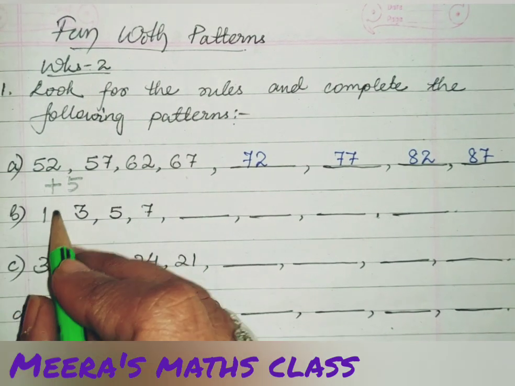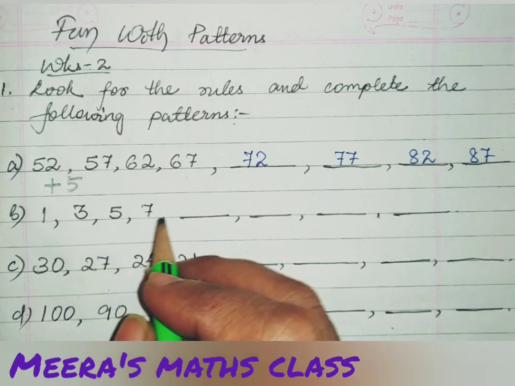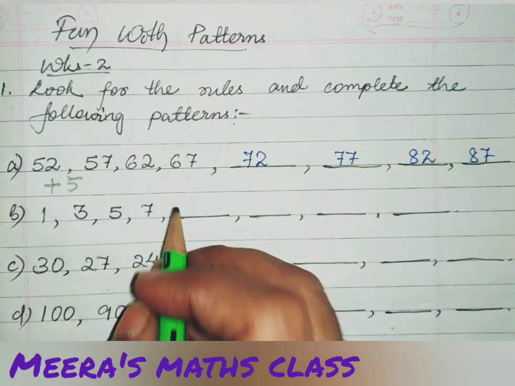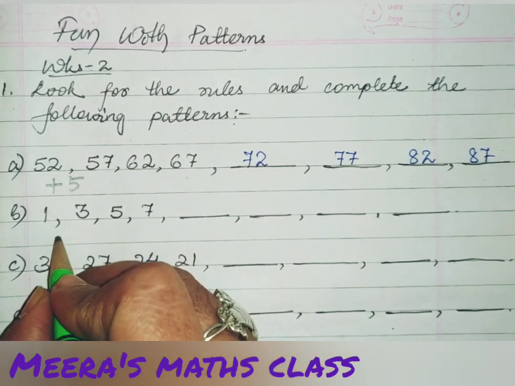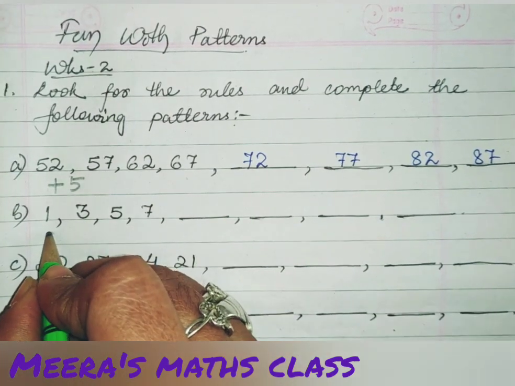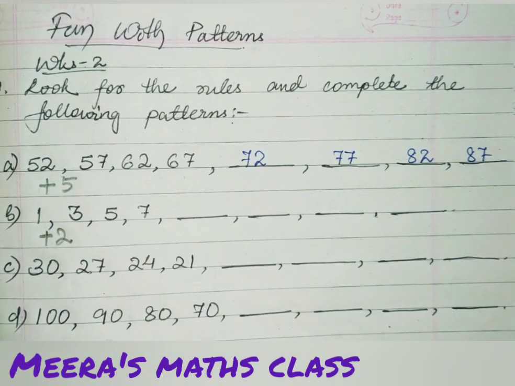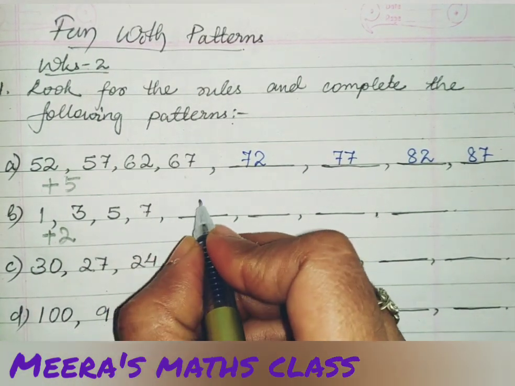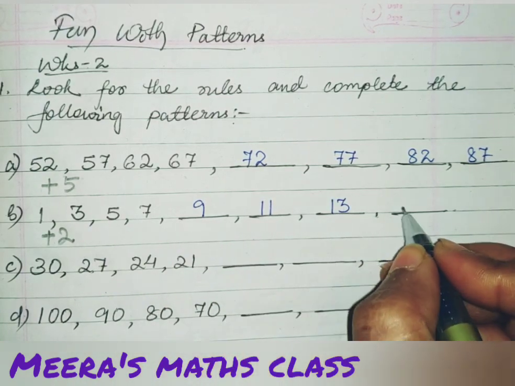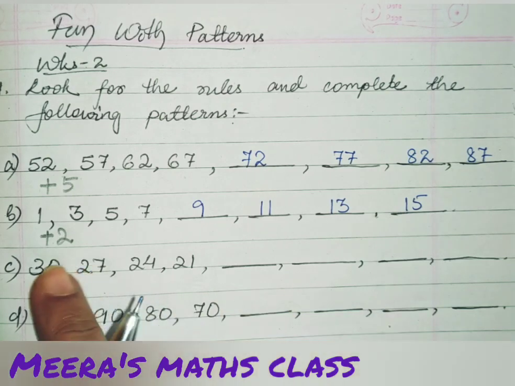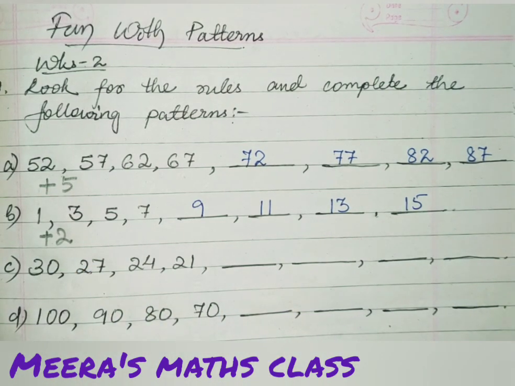B number: 1, 3, 5, 7. These all are odd numbers, and each next one is plus 2. The pattern is plus 2. So the answer will be 7 plus 2, 9, 9 plus 2, 11, 11 plus 2, 13, 13 plus 2, 15. That means these all are odd numbers. Let's move to C number.